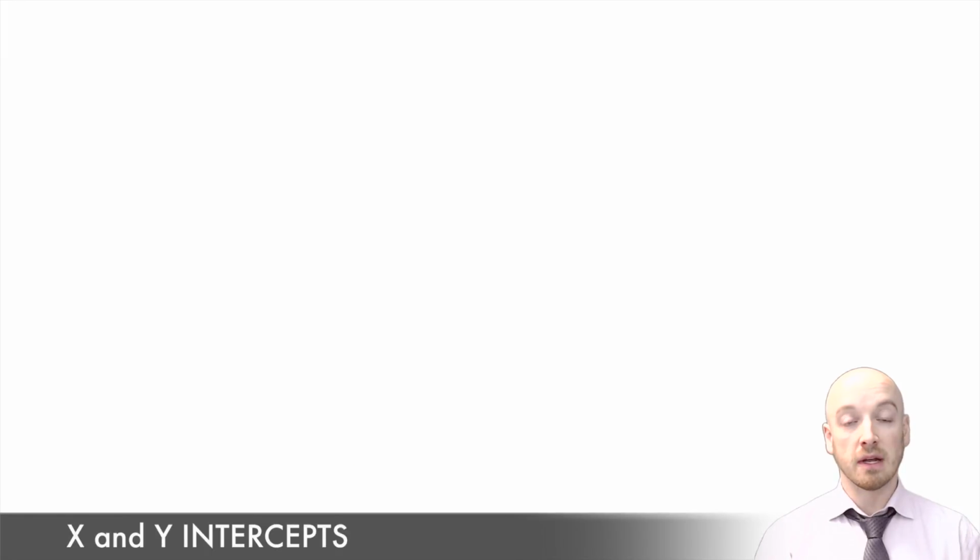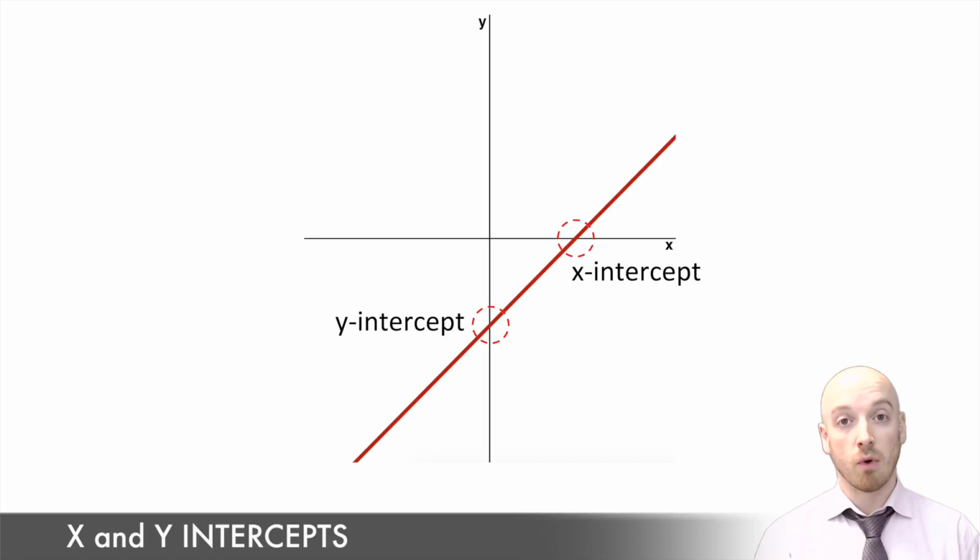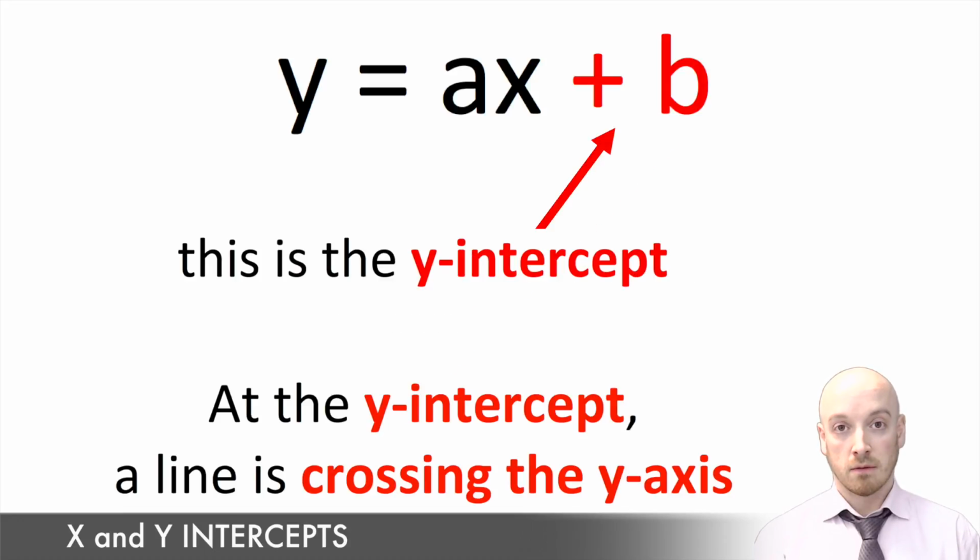Now, when I tell you about the intercepts of a line, you already know what the y-intercept is. We learned that in the video on y equals ax plus b. And the y-intercept is that b value at the end of that equation. Now that point, the y-intercept, shows us where a line crosses over the y-axis.